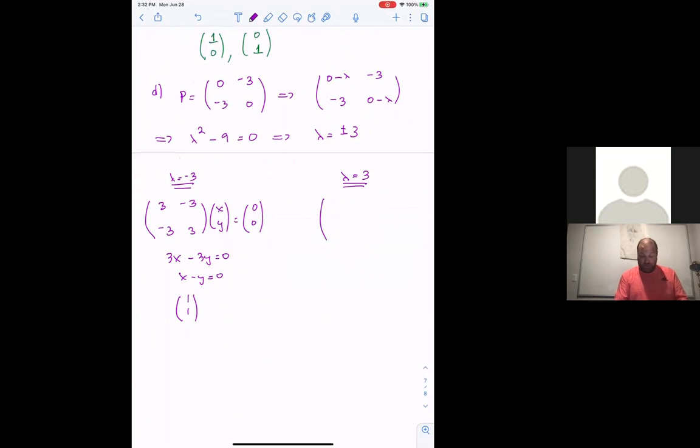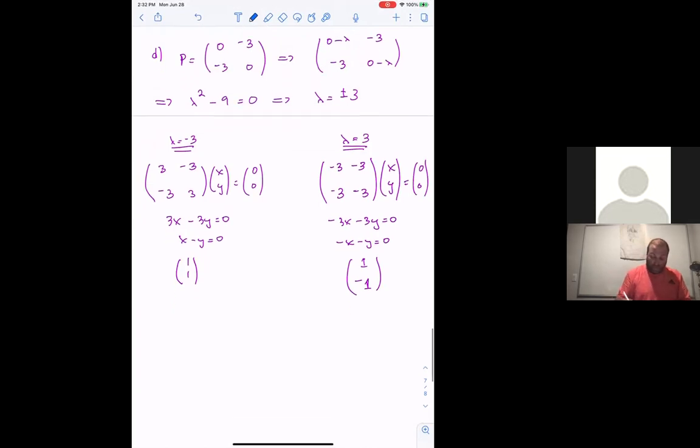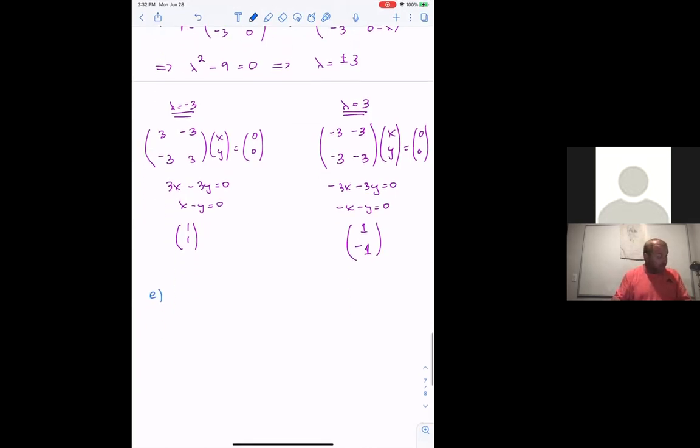The other one, 3: I get -3, -3, -3, -3, acting on x, y is equal to 0, 0. So -3x minus 3y is equal to 0, -x minus y is equal to 0. So here I'll get 1 and -1. 2 eigenvalues, 2 eigenvectors, and we're done.